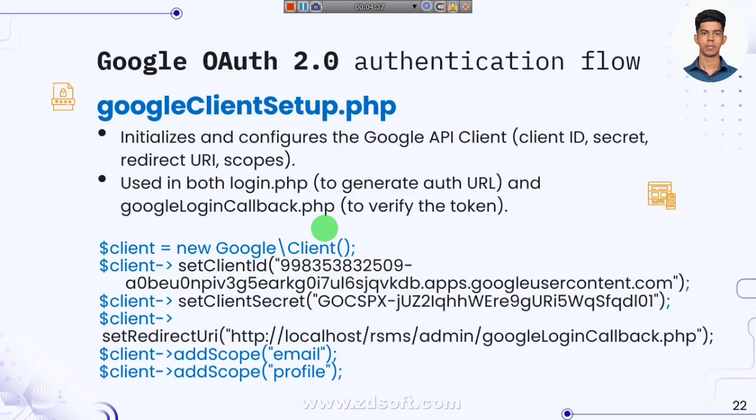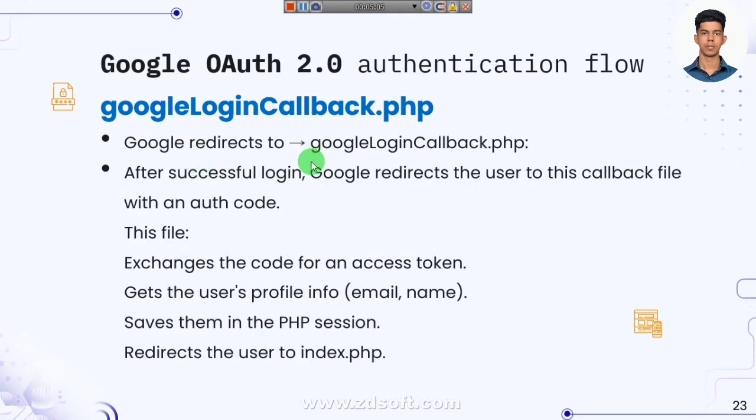This GoogleClientSetup.php file initializes and configures the Google API client, which includes the client ID and secret. The system redirects users to Google's login page. After login, Google redirects back to our application. Actually, Google redirects to the google-login-callback.php file.